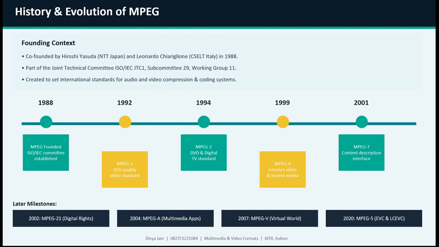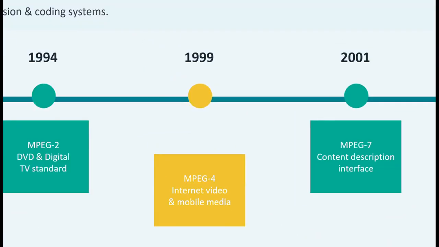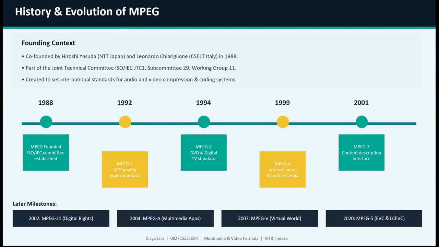1999 saw MPEG-4, designed for the internet and mobile devices, and it introduced the H.264 codec, which revolutionized streaming. Then in 2001, MPEG-7 came along, not for encoding, but for describing multimedia content. Later milestones include MPEG-21 in 2002 for digital rights management, and MPEG-5 in 2020 with the Essential Video Coding standard for next-generation efficiency. Each standard was a response to the technology and bandwidth of its era.